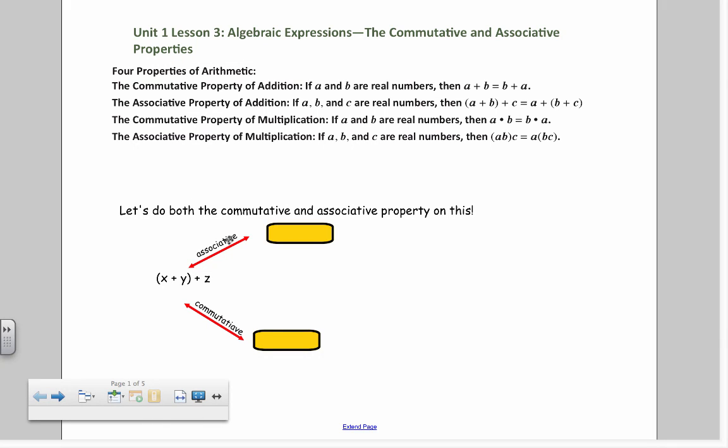Okay, we're going to talk about the commutative and the associative properties. You've probably learned these a couple of times, but we're going to kind of play with them and have a little fun today. We have the commutative property of addition.